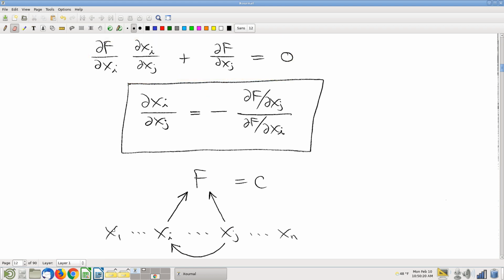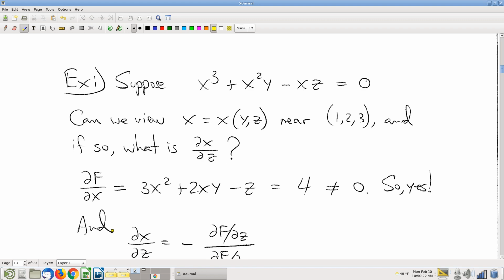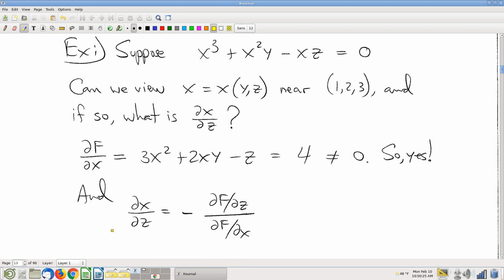Okay, so here is in practice how y'all are going to do these kinds of problems. So here's a little bit of algebra. Suppose we know this algebra.